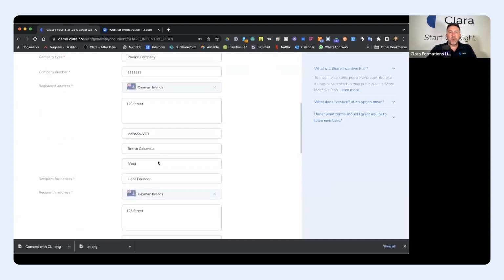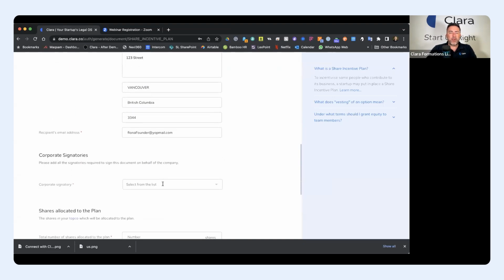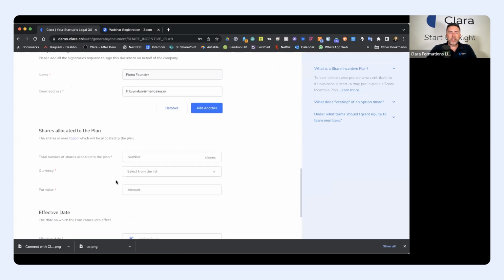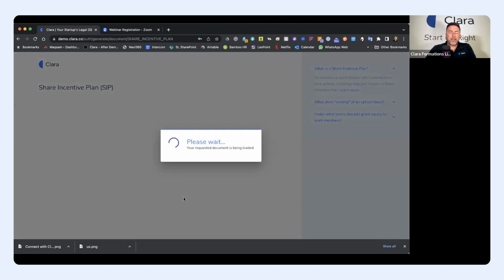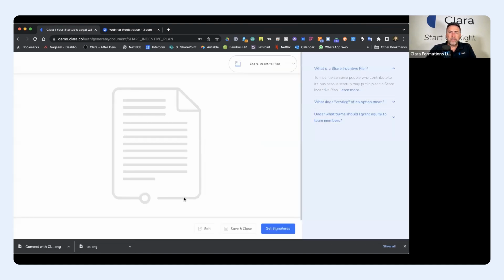So once the details are set up, so we know what the holding company is, and we go down here, we know that Fiona is one of the founders and she can sign on behalf of the company. Now, this is where we talk about how many shares are going to be in the plan. So let's just say, for argument's sake, it's 10,000. The currency is going to be US dollars. And if it's an ADGM company, we'll do it as the par value, which is 1 cent. Now, the effective date can be in the past. So you could say, for example, 1 January 2022, and then you would generate the agreement. The plan has all of the things that we mentioned in the presentation.